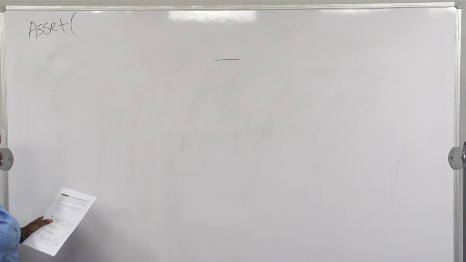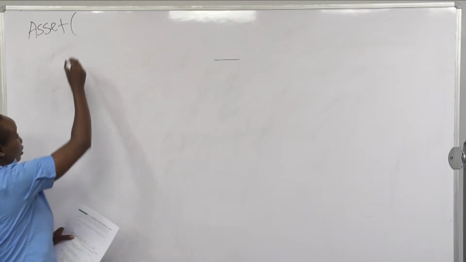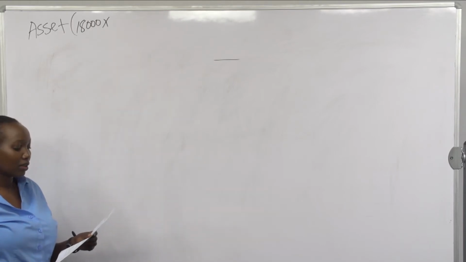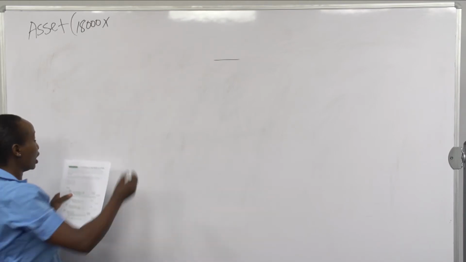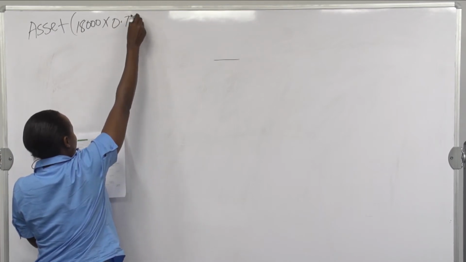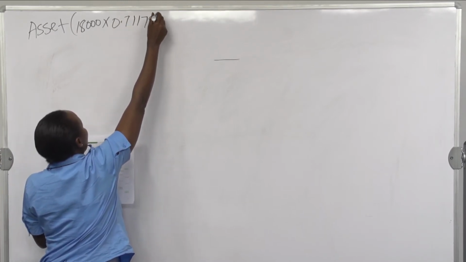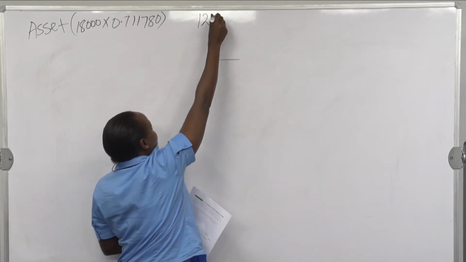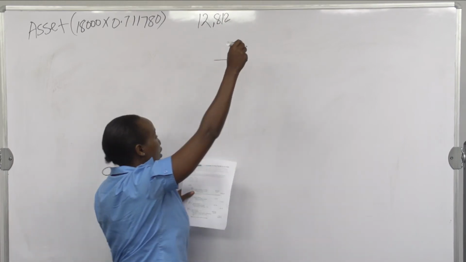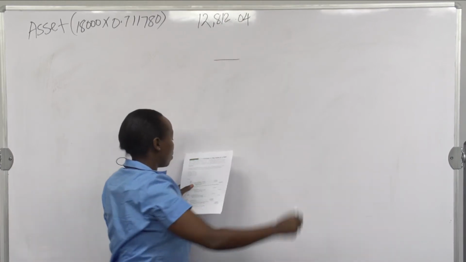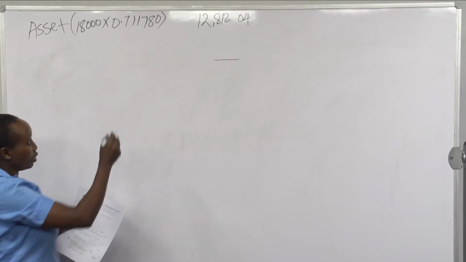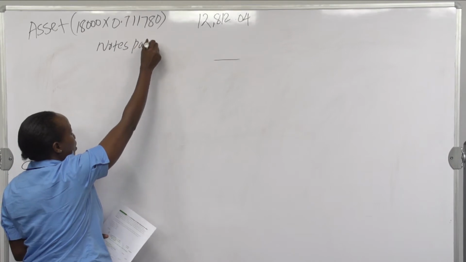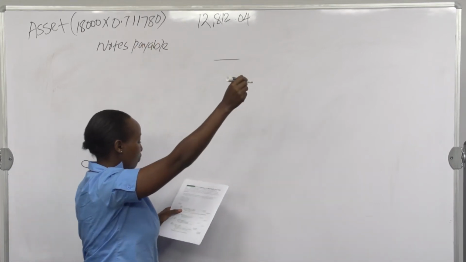The note is $18,000 in 3 years, so we're going to take $18,000 and multiply it by the present value factor for 12%, 3 years, which is 0.711780. That results in 12,812 and 4 cents. With that, we also have a notes payable in our books now. So notes payable is 18,000.